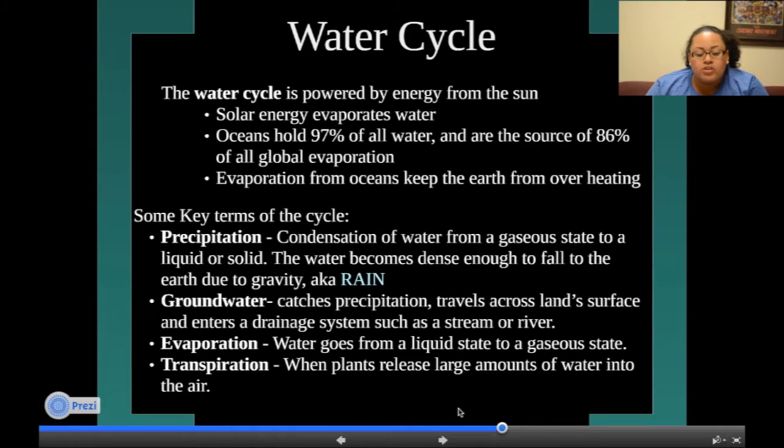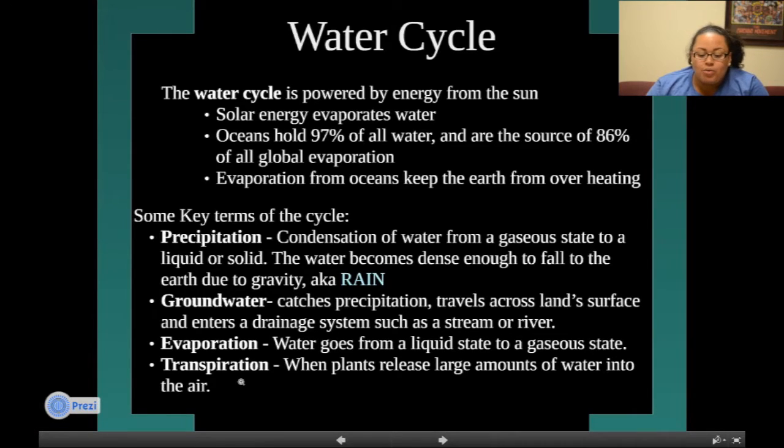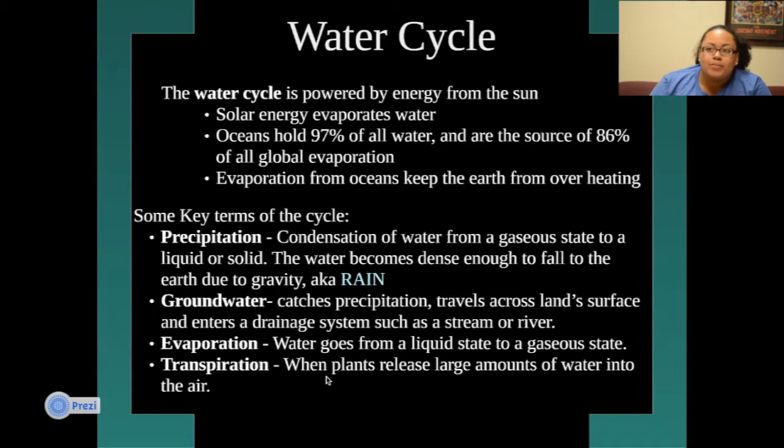There's groundwater, which catches precipitation, travels across the land's surface, and enters a drainage system such as a stream or river. Evaporation is when water goes from liquid to gas, and transpiration is when plants release the largest amount of water into the air.